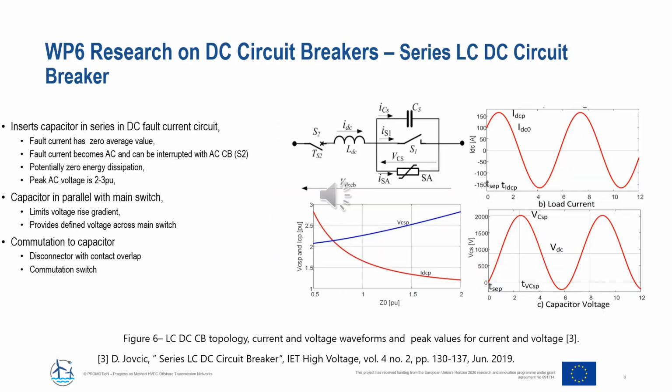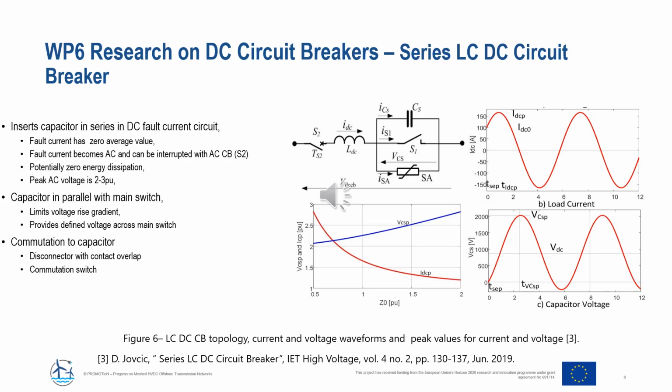This slide shows the new concept of a series LC DC circuit breaker. The main idea here is to insert the capacitor in series with the DC fault current. The benefits of this approach is that the fault current will become AC and it will have zero average value. That means that the fault current can then be interrupted with any normal AC circuit breaker. Since it has a zero DC average value, potentially this fault current can be interrupted with zero energy dissipation.